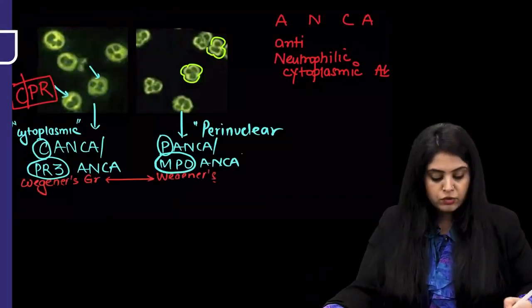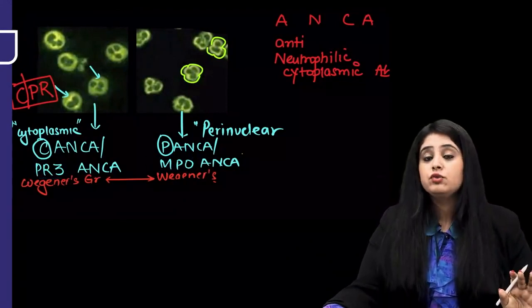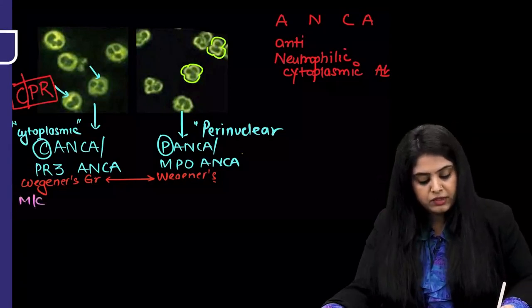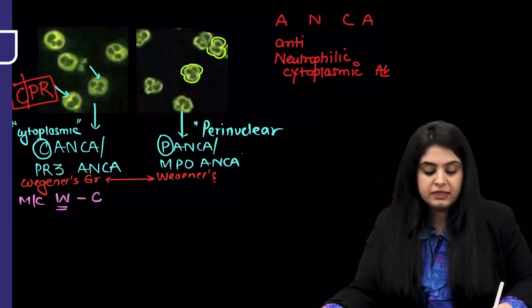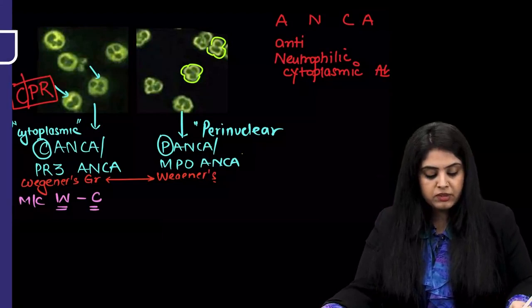It is going to show you the C ANCA also, it is going to show you the P ANCA also. Wegener's shows you both, but commonly which one? The more common one is going to be the C ANCA. So Wegener's is going to show you World Cup. Meaning C ANCA is seen more commonly. What about the others? What about the others?